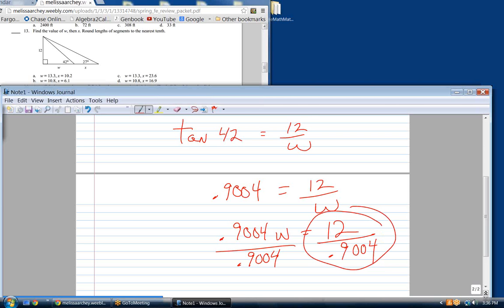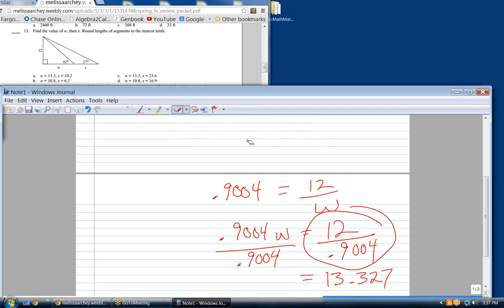Now let's solve for X. What can I say about the big triangle? If you have this number, what is 12 divided by 0.9004? 13.327. Okay. So now we don't want to consider this little triangle here because that's not a right triangle. But we can consider the large right triangle. So let's write equations for the large right triangle.